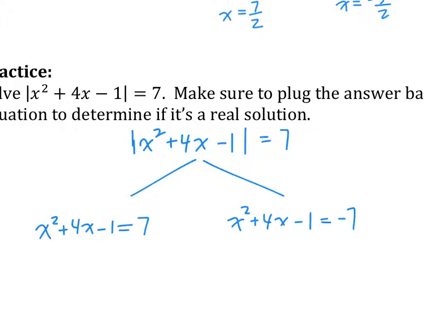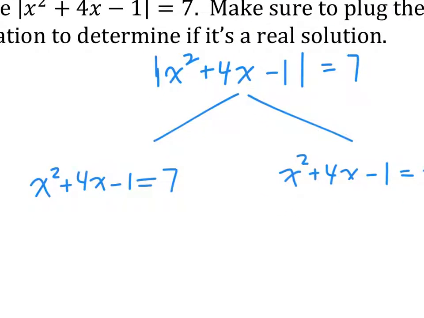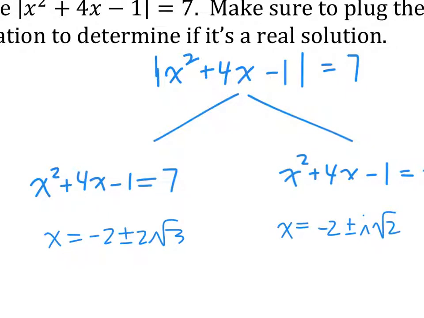Okay, so go ahead and try to solve. All of them are unfactorable, so you have to use either completing the square or the quadratic formula. Let me know when you have the answers. Okay, on the left, this one's going to give you x equals negative 2 plus minus 2 root 3. On the right, x is equal to negative 2 plus minus i root 2. Okay, so we're going to talk about i today.